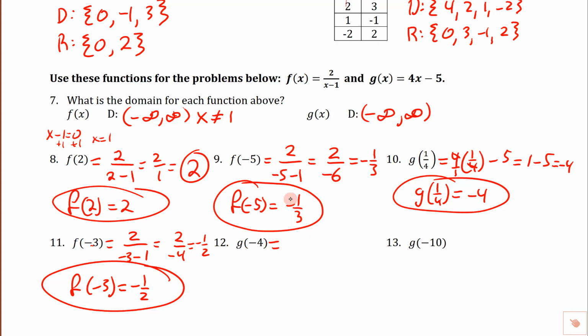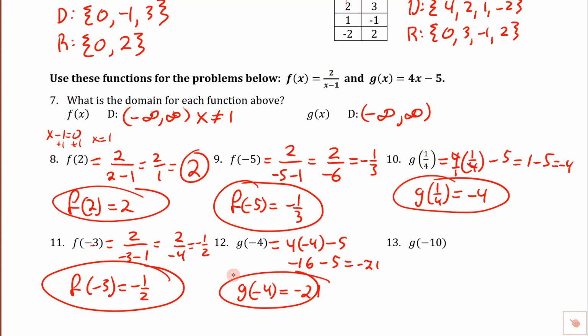And then let's plug in a -4 here. So this is 4 times, wherever there used to be an x, we're going to put a -4. So 4 times -4 minus 5, that's -16 minus 5, so we end up with -21. So g of -4 is equal to -21. Circle that. And on to the last one on this page.